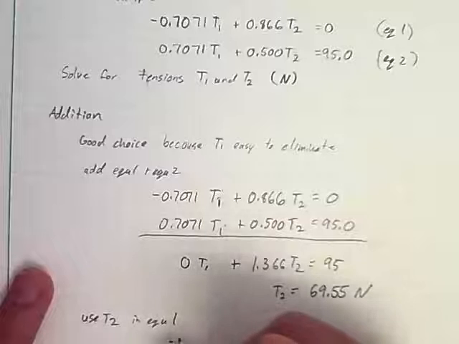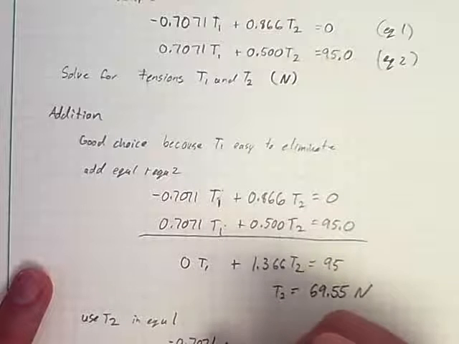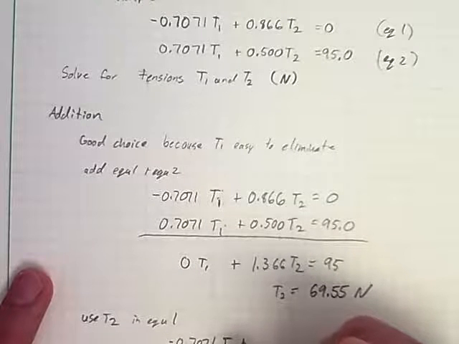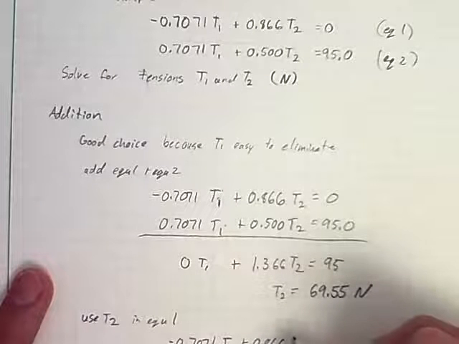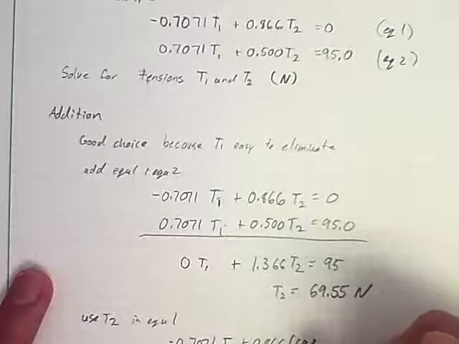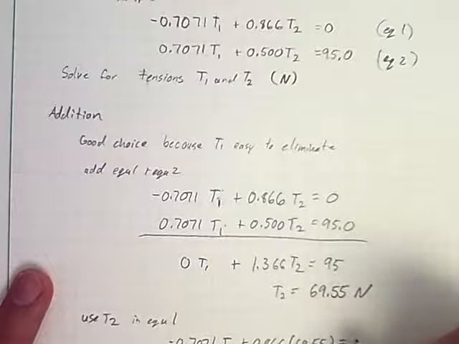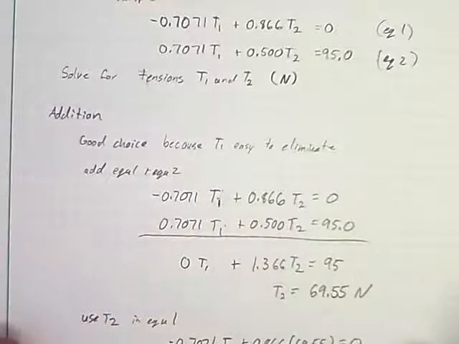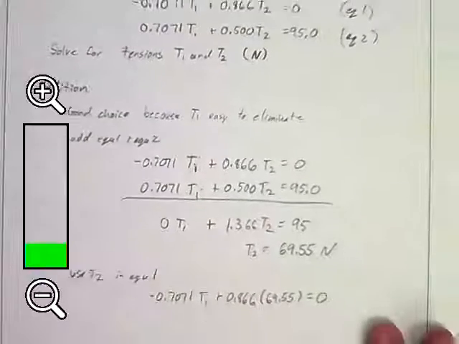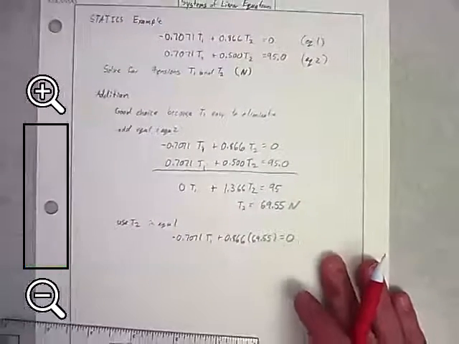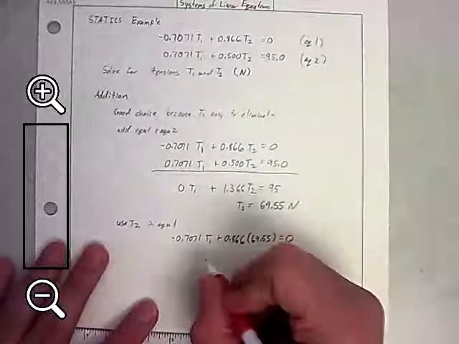So negative 0.7071 times T1 plus 0.866 times 69.55. An argument could be made to use equation 2 because I would get to multiply by 0.5, which would be a lot easier than multiplying by 0.866. But the calculator is pretty much going to have to do it anyway, so as long as I can type it in, we're okay there.